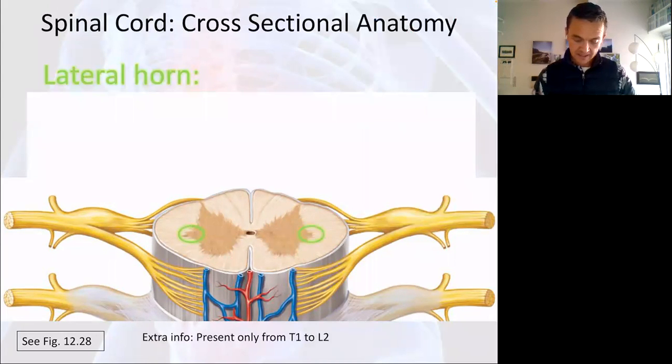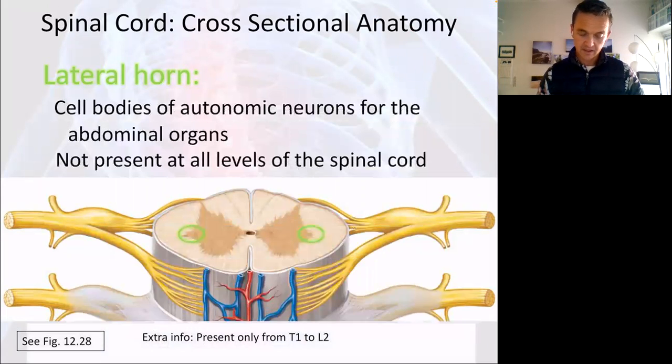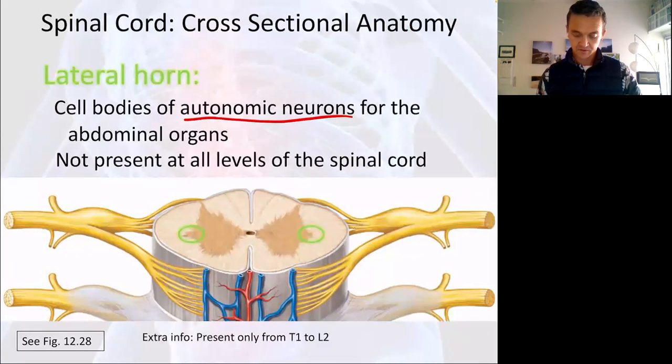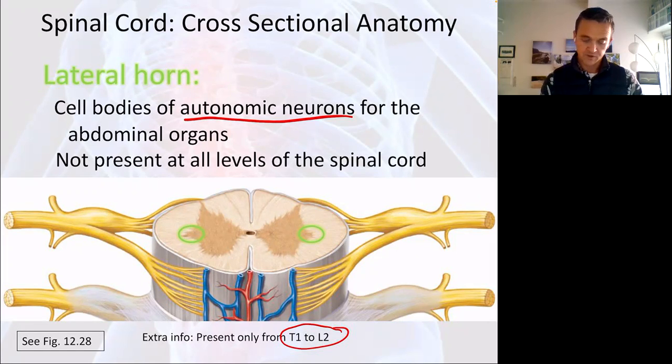And then we've got these little lateral tips, the lateral horn. These are cell bodies of autonomic neurons, for the abdominal organs. These are only really present in the middle of the spine, T1 to L2. These are the neurons that come out and control our digestion, all throughout our abdominal cavity.